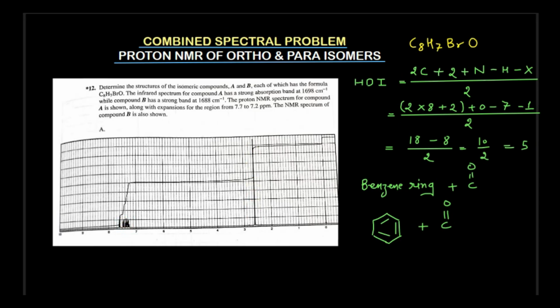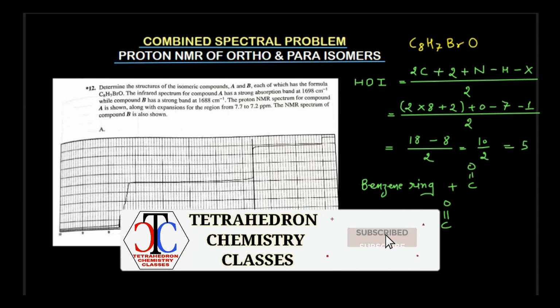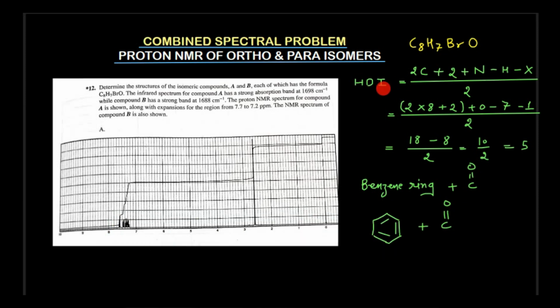So the spectrum is looking quite simple, but the expansion of this particular region will give you more insight about the structure. But in my usual way, first of all, I will calculate my hydrogen deficiency index.